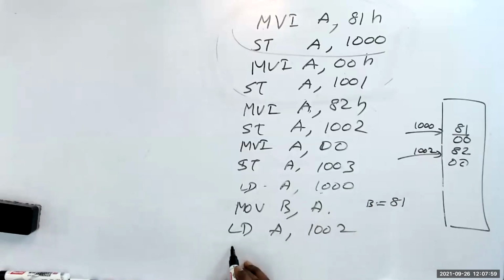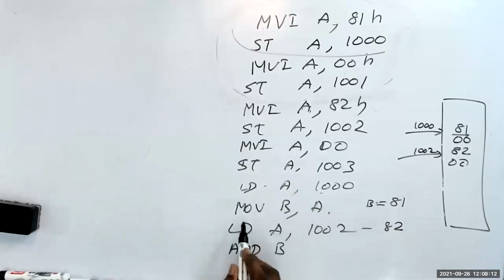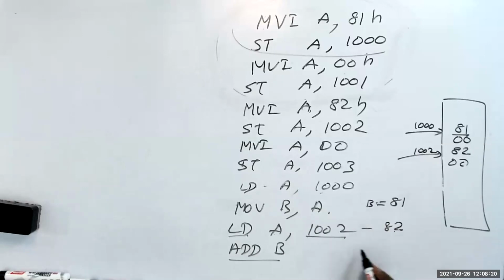Then I say add B. Then what happened? A and B are added. A is having now 82, because I put load 1002. Then add B. 81, 82 added. Now A is having 03. But carry is set. Carry is 1.